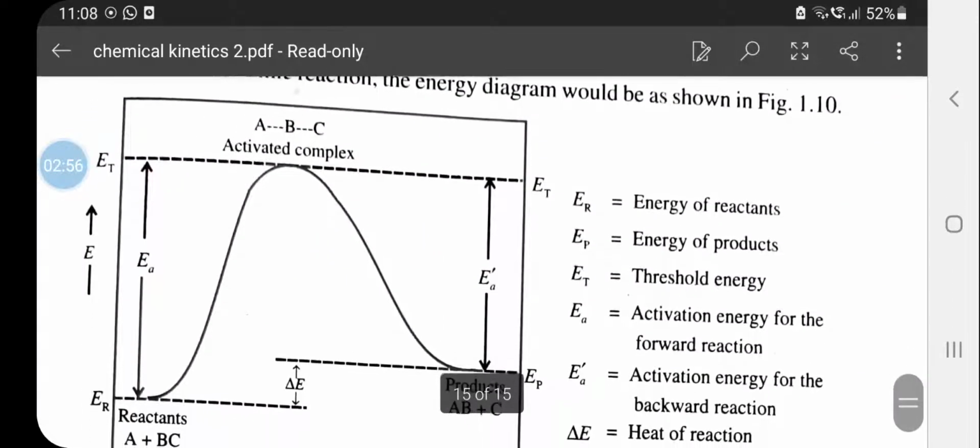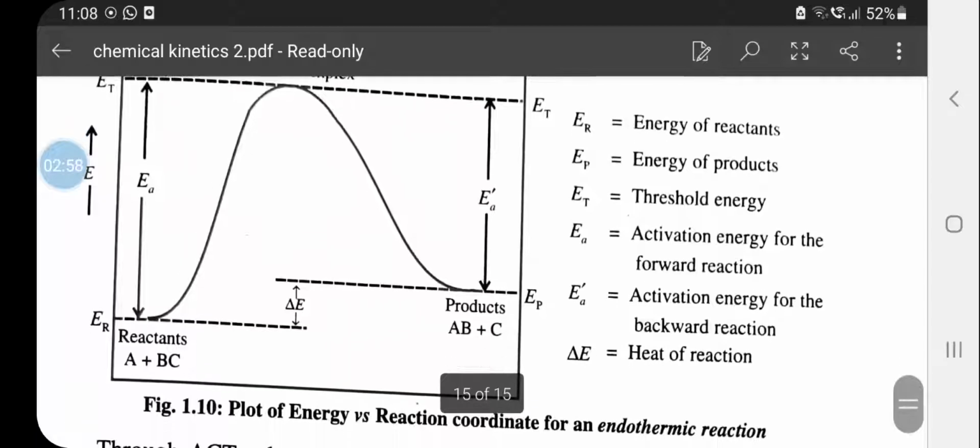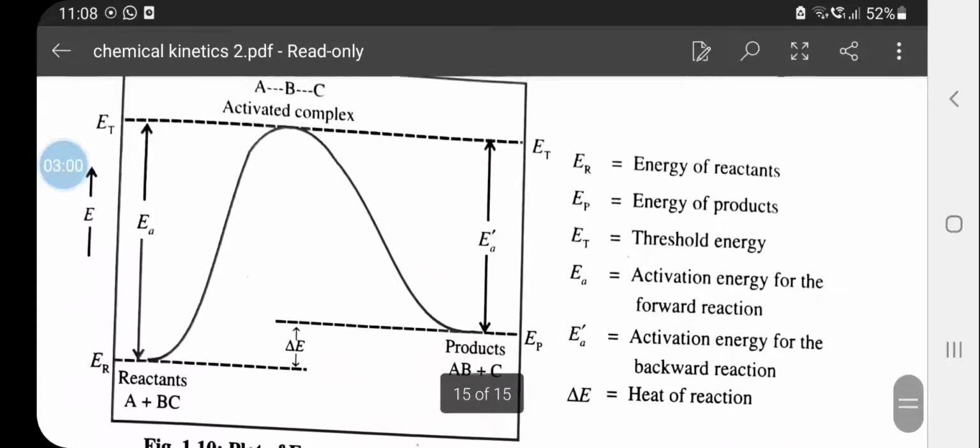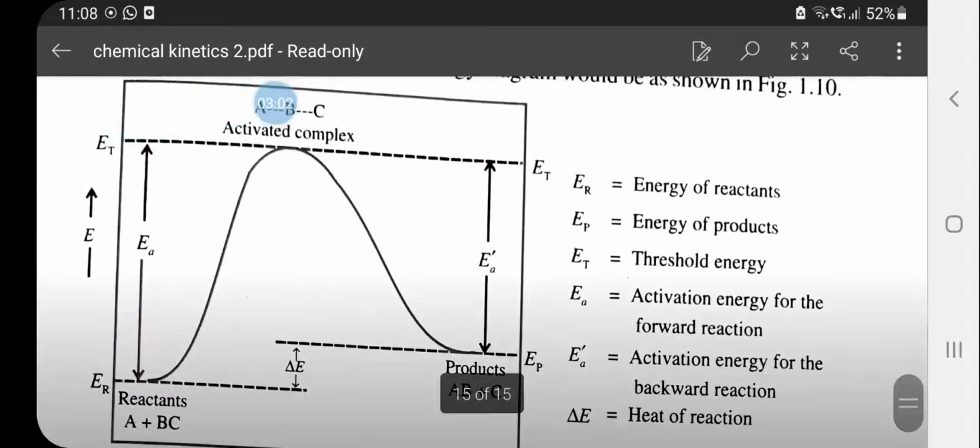Similarly, for an endothermic reaction in which energy is consumed, the reactants will have a threshold energy ER, which should cross an activation energy and convert into ABC and then into a product such as AB plus C, having higher energy than the reactant. So the reaction is an endothermic reaction. And the energy gap between the reactant and the product is known as the heat of reaction.